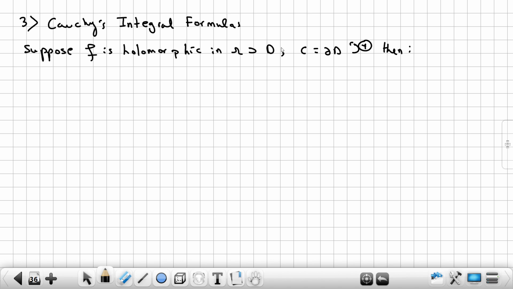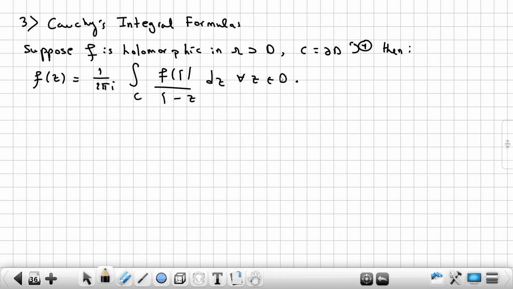Then f of z is equal to 1 over 2 pi i times the integral over C of f of psi over psi minus z d psi, for all z belonging to D. So this result is very powerful and relates the values of f in a disk with the integral of f along the boundary of the disk.